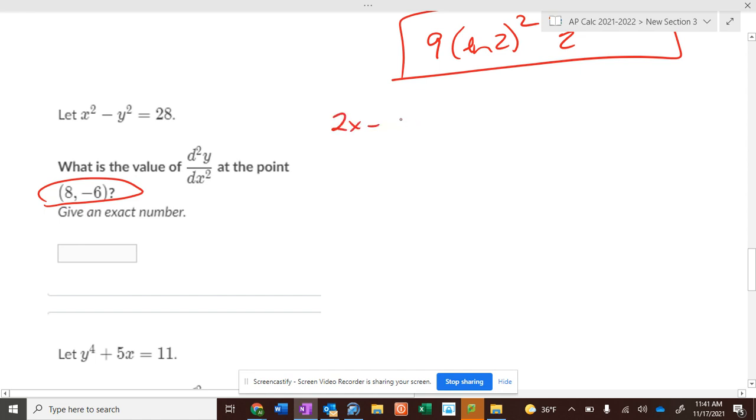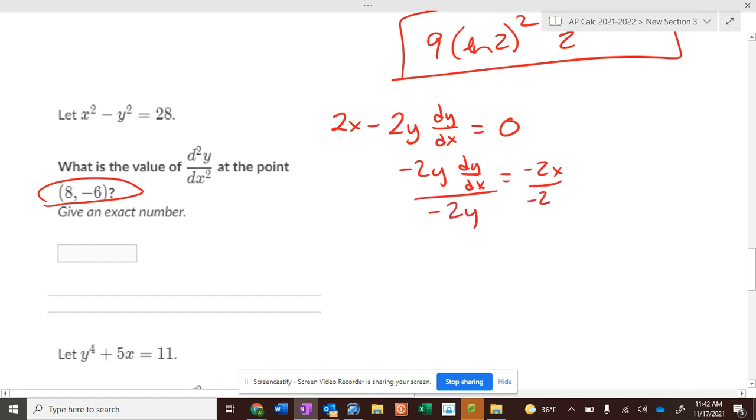2x minus 2y dy/dx equals 0. You guys are good. You're killing it. Now we get dy/dx alone. So negative 2y dy/dx equals negative 2x, divided by negative 2y. So dy/dx equals x over y.